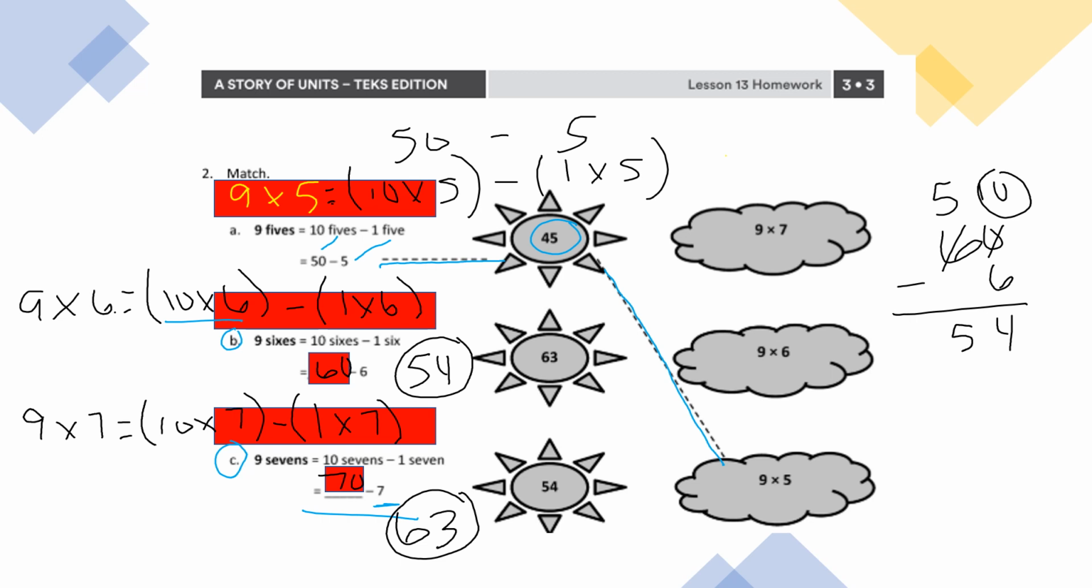And when looking at 70 minus 7, I have 0. Do I have enough? No. So I'm going to borrow. The 7 becomes a 6. The 0 becomes a 10. Now I have 10 minus 7, which is 3. 6 minus 0, which is 6. That's where the 63 came from.